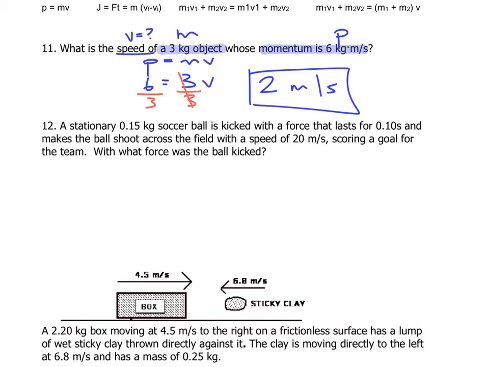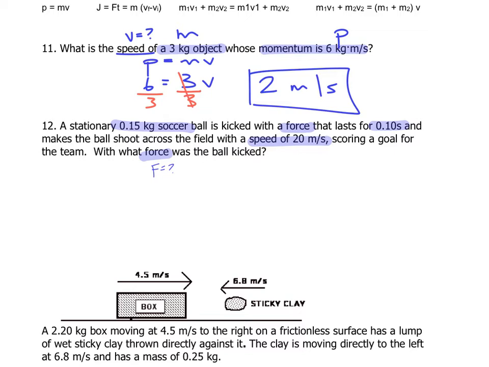Number 12, I have a stationary 0.15 kilogram soccer ball. It's kicked with a force that lasts for 0.10 seconds. The ball shoots across the field with a speed of 20 meters per second, scoring a goal for the team. What was the force the ball was kicked with? So I'm solving for F. I want to know the force.